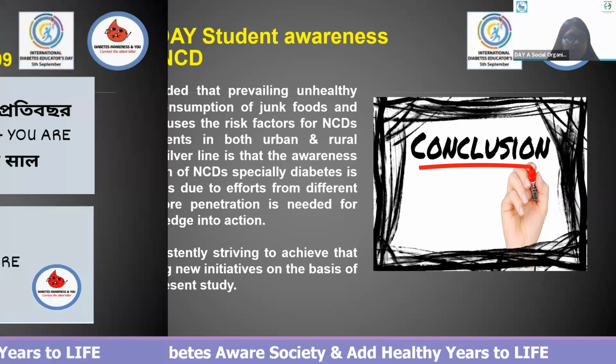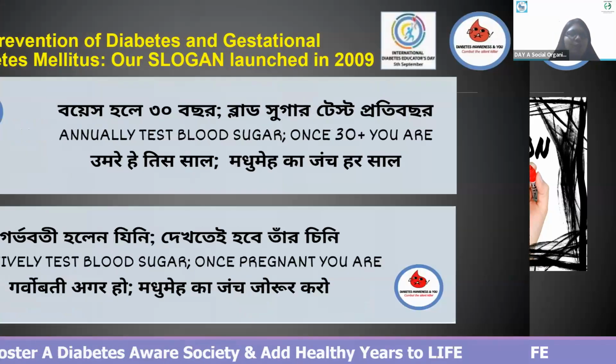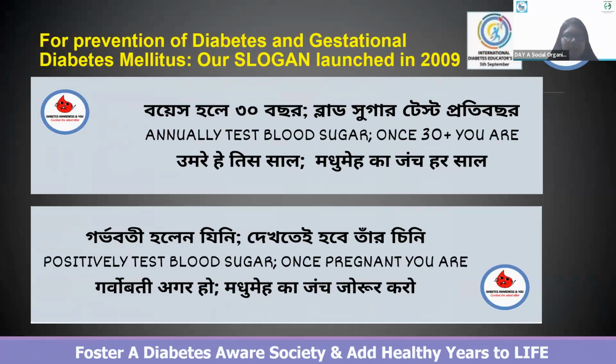Next slide, please. For prevention of diabetes and gestational diabetes mellitus, we launched our slogan in 2009: Annually test blood sugar once 30 plus you are. And positively, test blood sugar once pregnant you are.